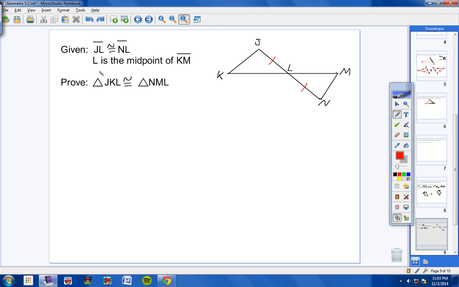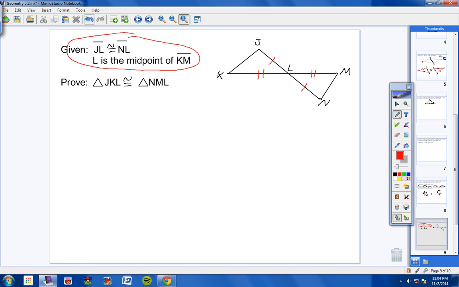We're also told that L is the midpoint of KM. So even though it doesn't look like it, we're told that L is right in the middle of KM. So if L is right in the middle of KM, then we know for sure that KL is congruent to LM. It has to be. Okay, so all that we did so far, it's very simple, is you pick up your given and you transpose it or put it on the diagram over here. Okay, pretty simple. Everybody got it?